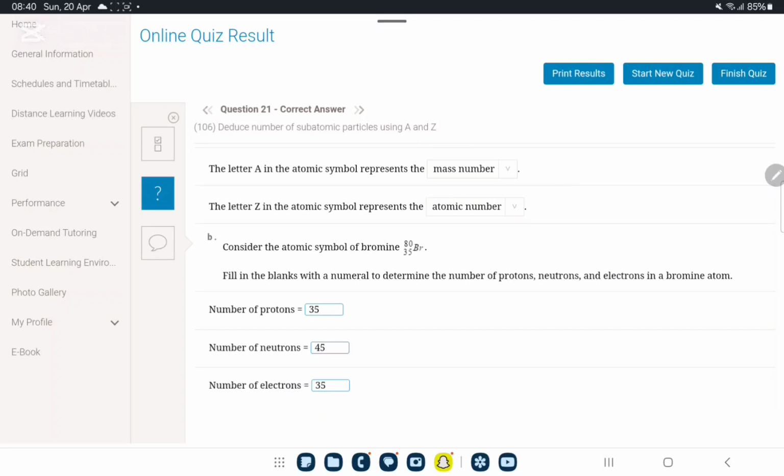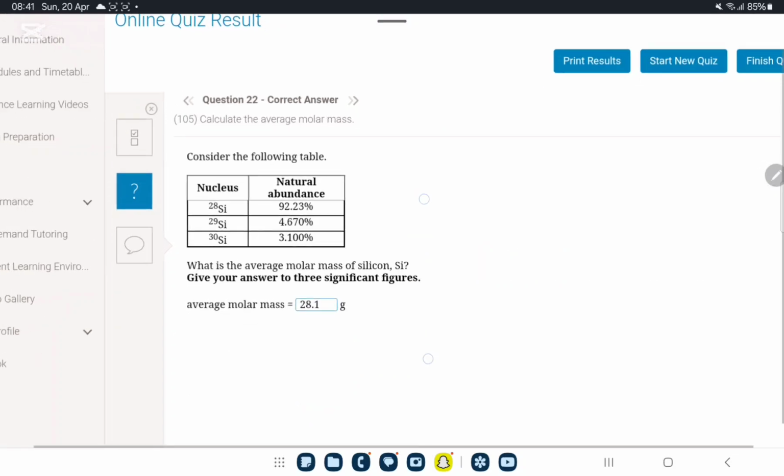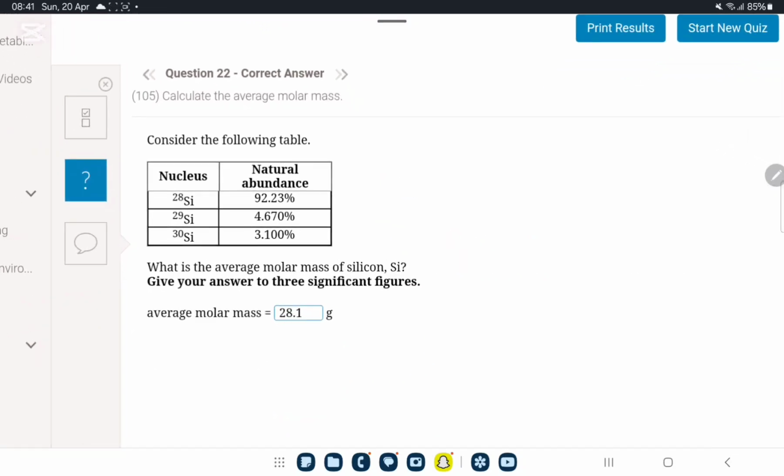Now the atomic symbol of bromine, they want the number of protons, electrons, and neutrons. Without doing anything, number down. Z is the number of protons, 35. 80 minus 35 is 45 neutrons. And then no charge, so the same number of protons is the same number of electrons. So 45 and 35. This question we also had it last week. There is the rule, you should know it by now.